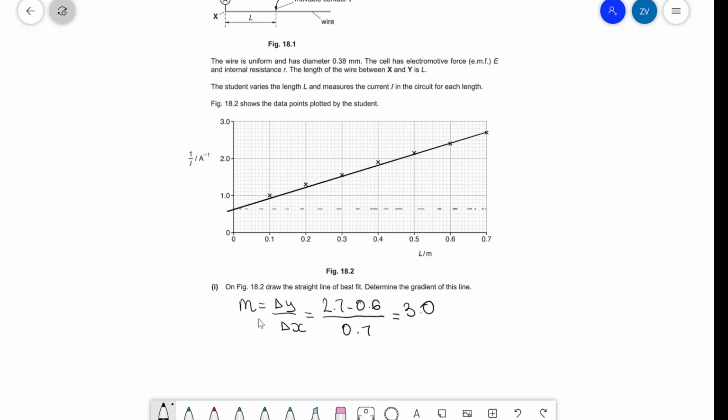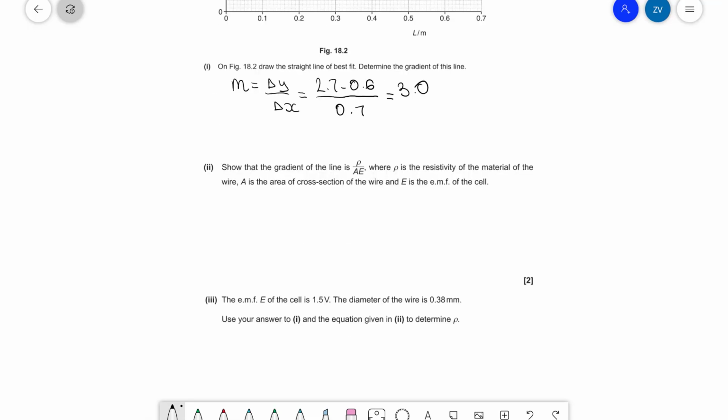Now the gradient of this line of best fit, the most important thing that we can do is to take a large gradient triangle. So notice how I've taken the largest possible gradient triangle. Using then that m is equal to delta y over delta x, I found that the gradient is equal to 2.7 minus 0.6 divided by 0.7. Quick check of units, no standard units on the axis, so our gradient is about 3.